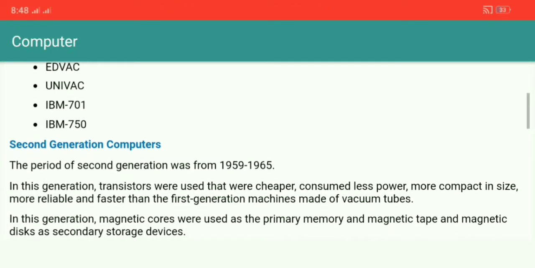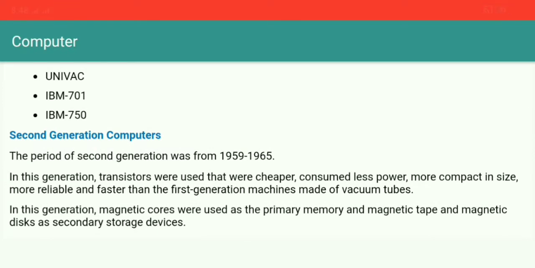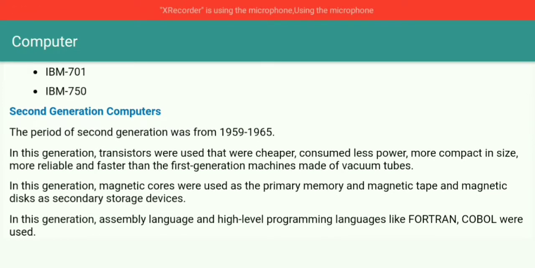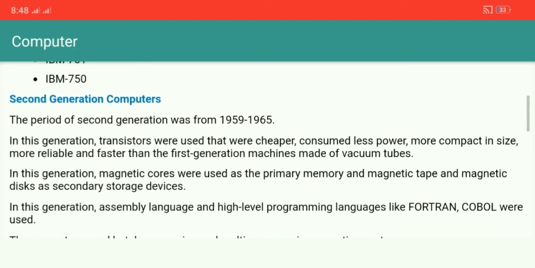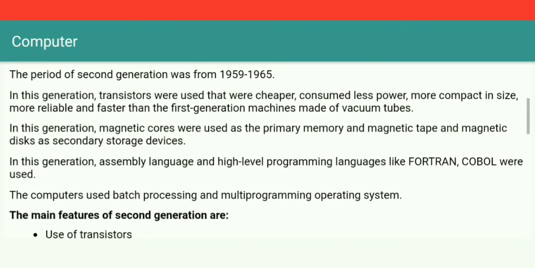So, pupunta tayo sa second generation computers. Ang second generation computers, the period of second generation was from 1959 to 1965. In this generation, transistors were used that were cheaper, consumed less power, more compact in size, more reliable, and faster than the first generation machines made of vacuum tubes.